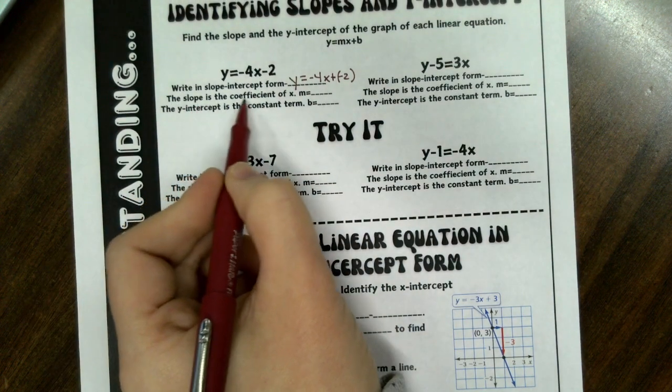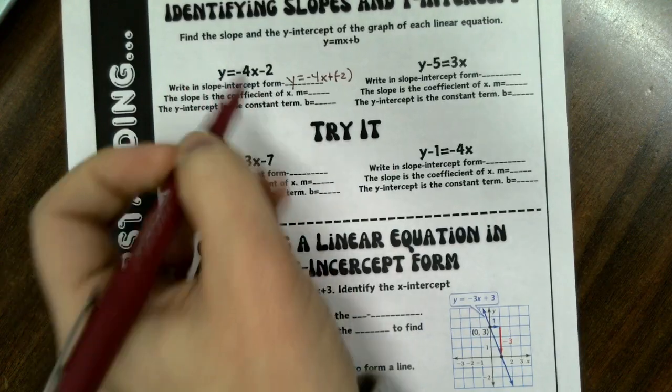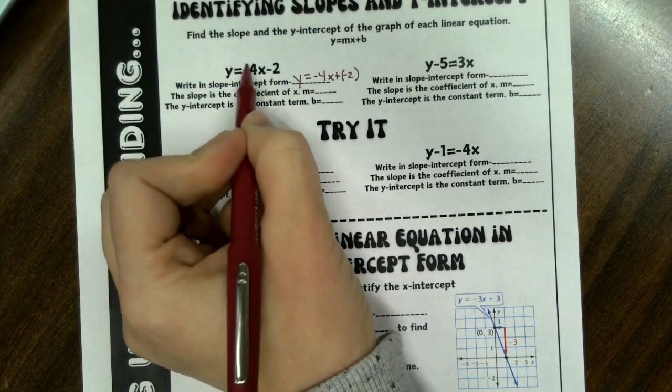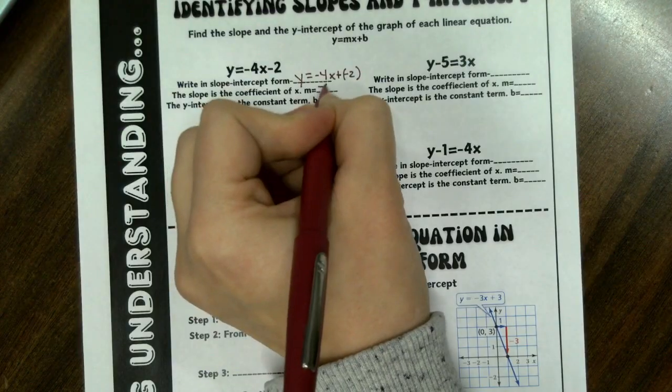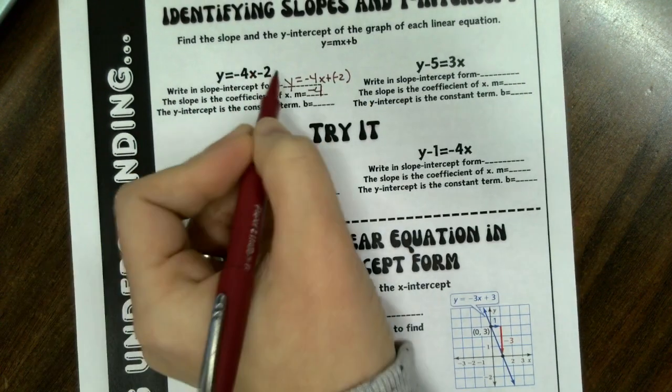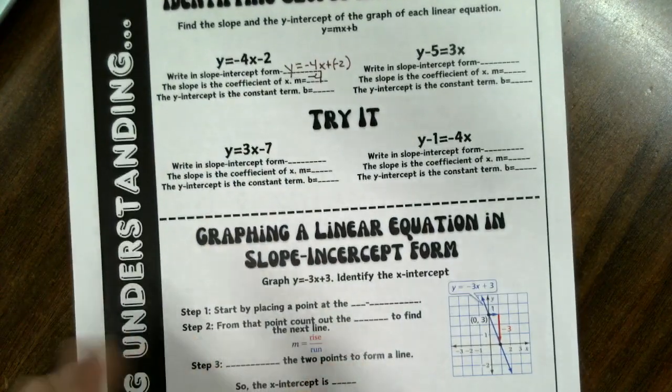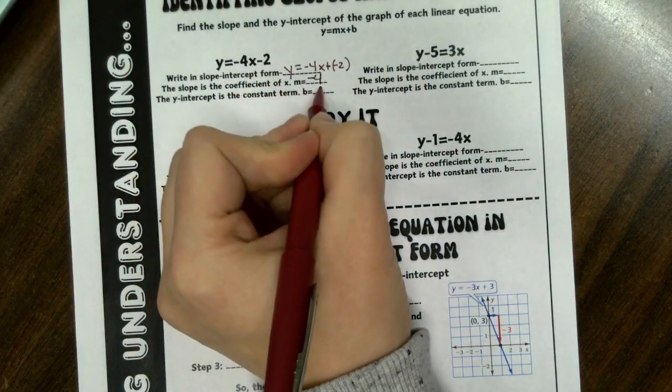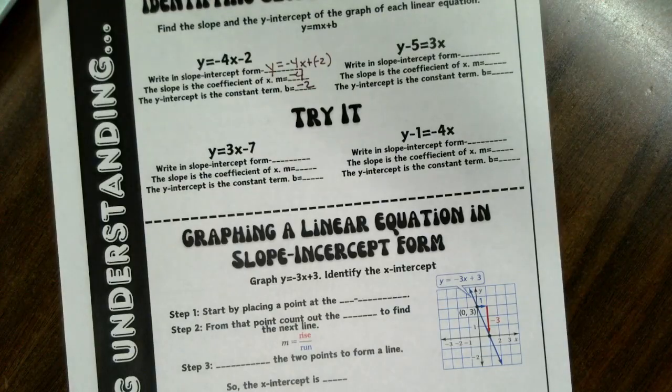So the slope is the coefficient of x. Remember, coefficient is the number attached to the variable. So our slope is the negative 4. So m equals negative 4. And our y-intercept is the constant term. The constant is the number by itself. And that's our b. So that's our negative 2. So that's it. That's how I found my slope and my y-intercept.